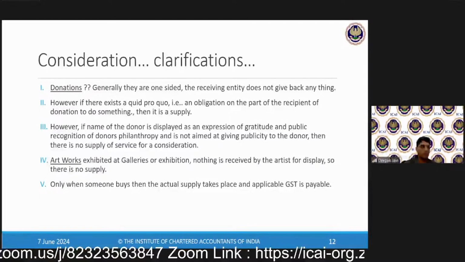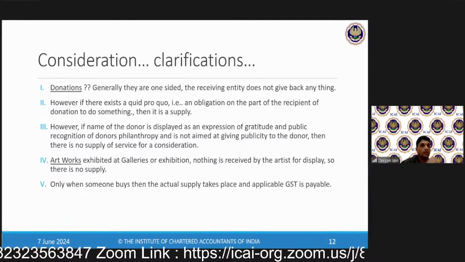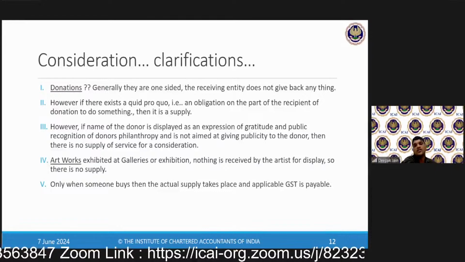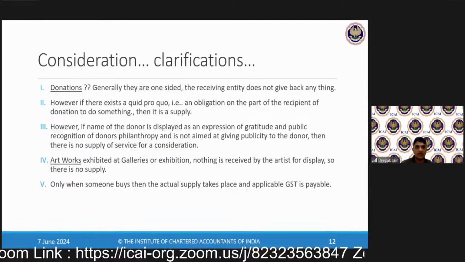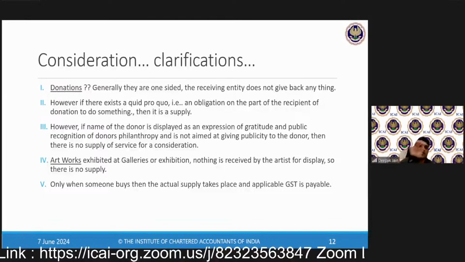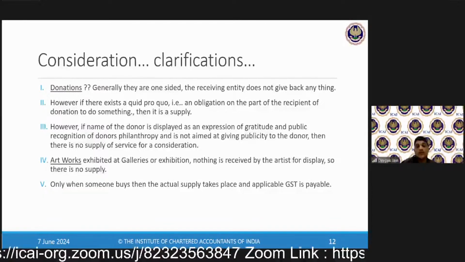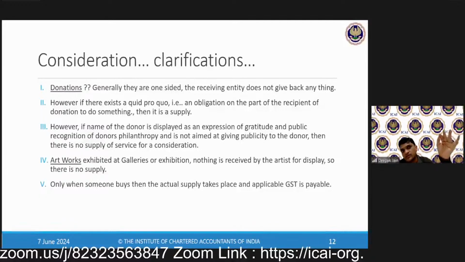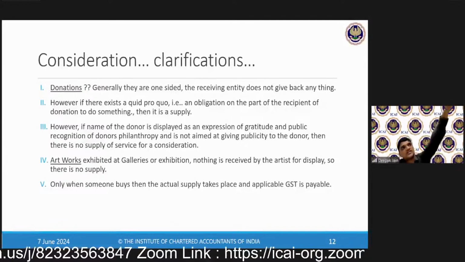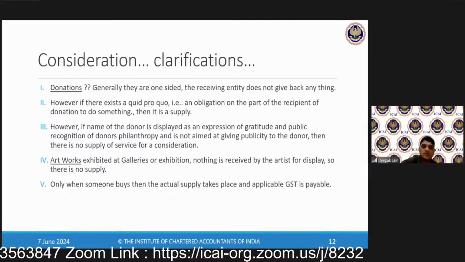One of the things is quid pro quo, that you should get something and you should pay something. Donation is one way, and you are paying something to an NGO or a charity, and you're not getting something from there. Correct? So generally they are one-sided. The receiving entity does not give back anything. However, if there exists a quid pro quo saying that I will give you donation provided you market my donation saying donated by so and so, that becomes my publicity and marketing, no?